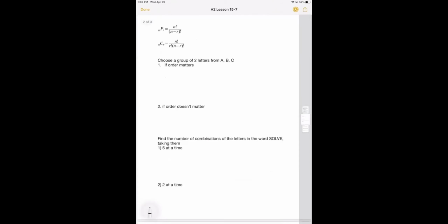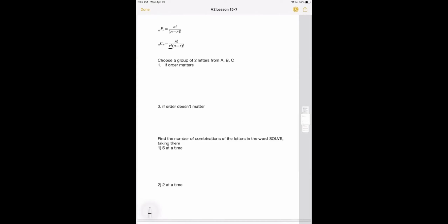Okay, let's move on. Now, we already know our formula for permutation. You take the total number of elements or objects, n factorial, in the numerator, and you divide it by n minus r factorial, r being how many you're selecting out of the total n elements. Now, a combination is going to be a different formula, but it's very much like the permutation formula with the addition of this r factorial in the denominator.